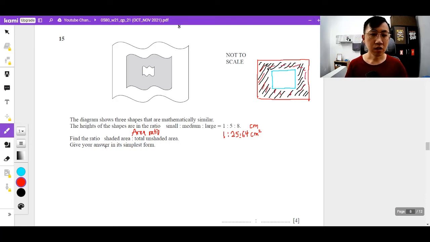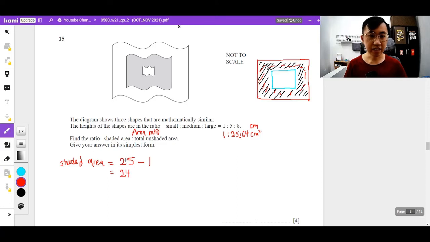Let us start. So in order to find the shaded area, let's do that first. Shaded area. Now, shaded area is the medium one. You take your medium area, the ratio number, minus the smaller ratio number for this smaller area. Okay, that's how you get this shaded area. So let's take the medium one, 25, minus your here 1. Okay, so your shaded area is actually 24.